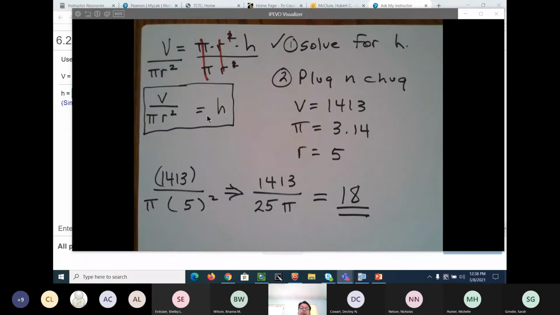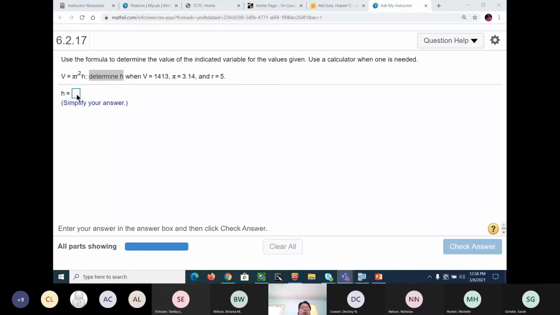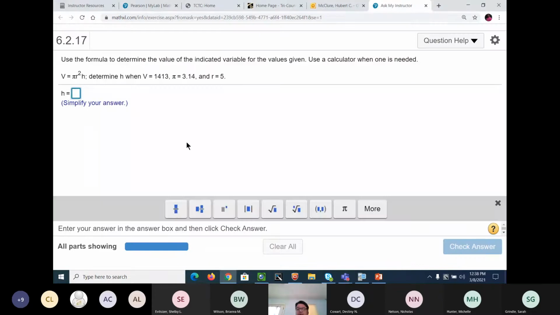So I got it written down. H is equal to V, capital V, and let's talk about that for a minute. In science and mathematics, does a capital V mean the same thing as a lowercase v? Yes or no? No.